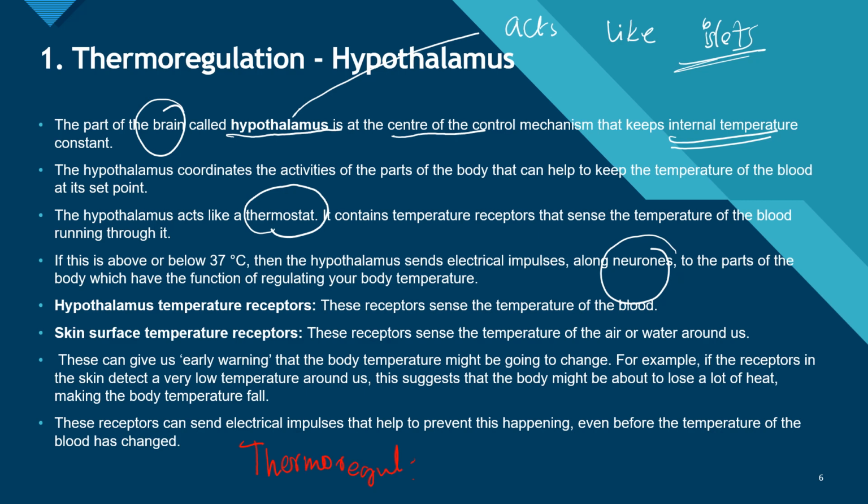Thermoregulation, we have two types of sensors. The hypothalamus, and then we have our skin surface receptors. The skin surface receptors sense the temperature of the air and water around us, while the hypothalamus senses the temperature of the blood.